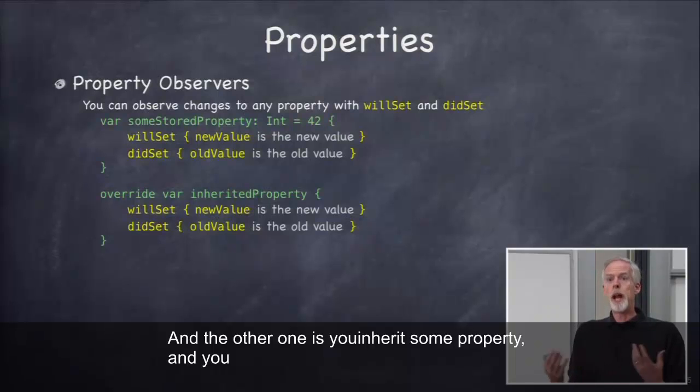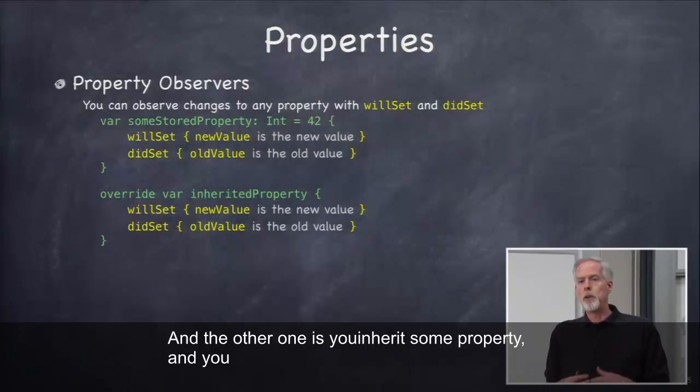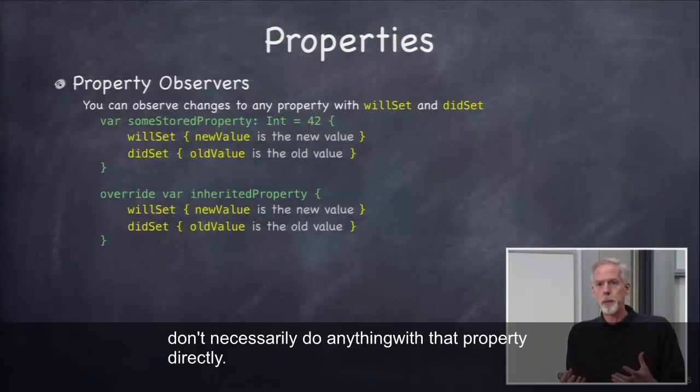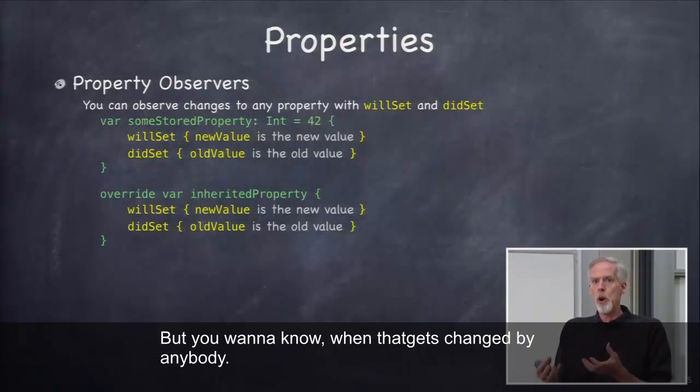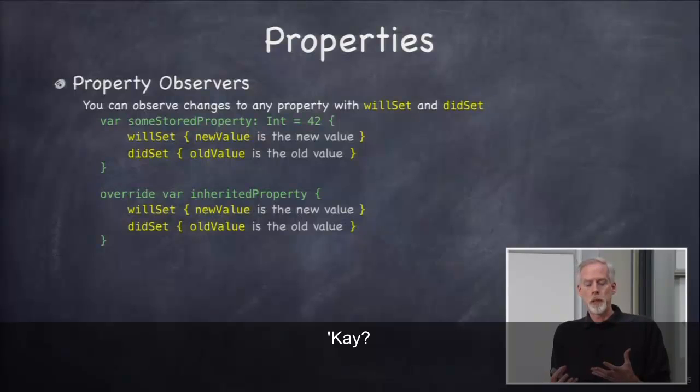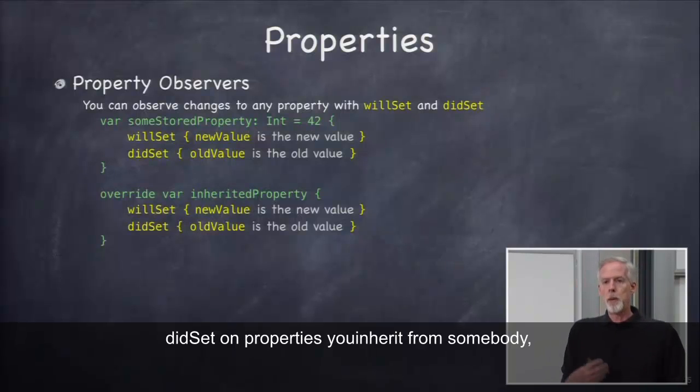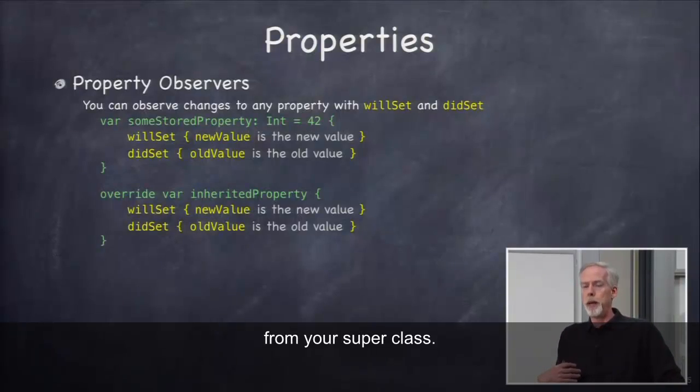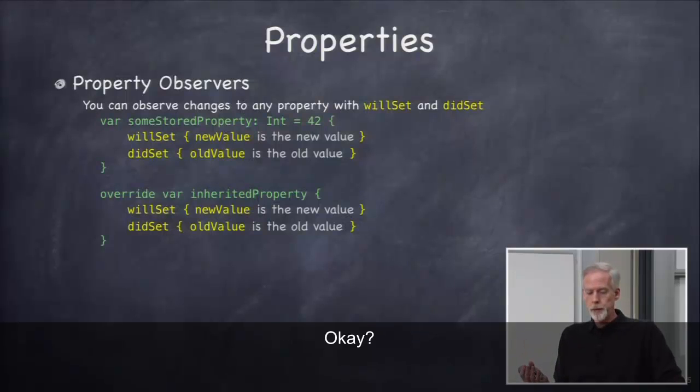And the other one is you inherit some property, and you don't necessarily do anything with that property directly, but you want to know when that gets changed by anybody, okay? So you can even do willSet and didSet on properties you inherit from your superclass, okay?